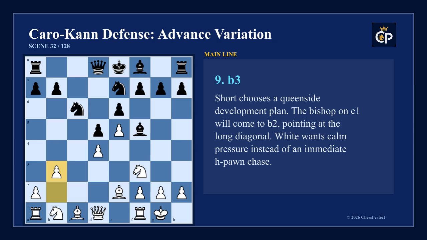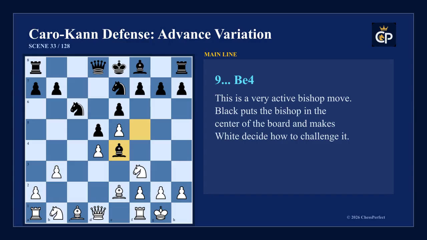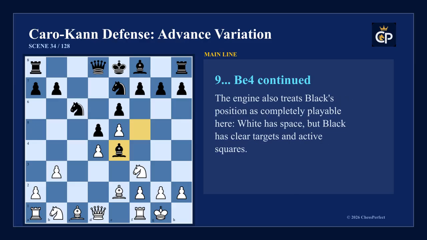Bishop e4. This is a very active bishop move. Black puts the bishop in the center of the board and makes White decide how to challenge it. The engine also treats Black's position as completely playable here. White has space, but Black has clear targets and active squares.